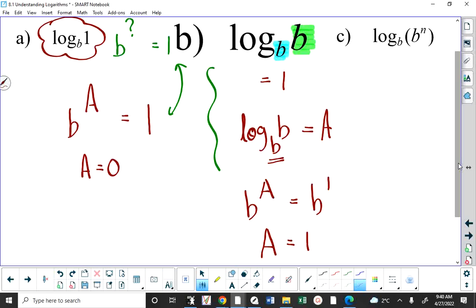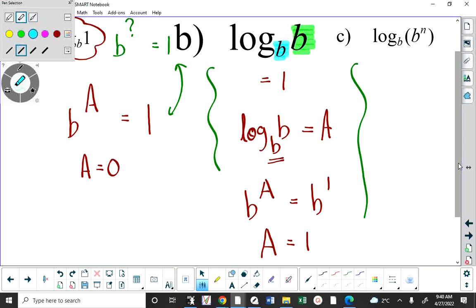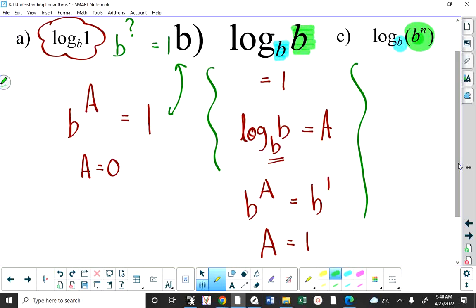Let's take a look at C. C is saying, and this is a little tricky, but I want you to try. To what do I raise b? The base I've highlighted in blue. What do I raise that blue base to get b to the n? Well, n. The only way I can get b to the n is to take b and raise it to the n. So this is equal to n.